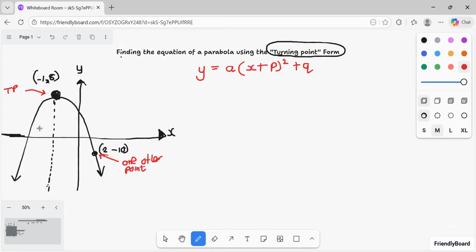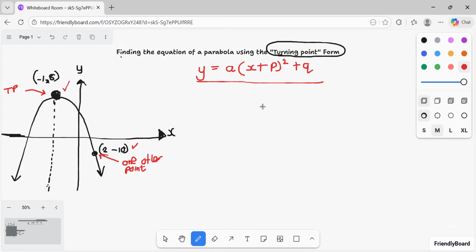I need the turning point and one other point. Okay, so when I have the turning point and one other point, I use the turning point form of y is equal to a open bracket x plus p squared plus q. So this is the form that I use when I have the turning point and one other point. When I use this form, I'll be able to find the equation of this parabola.